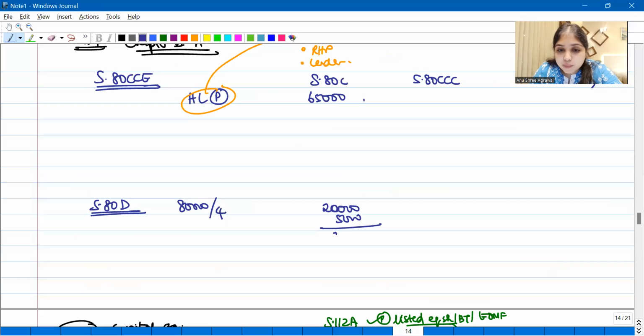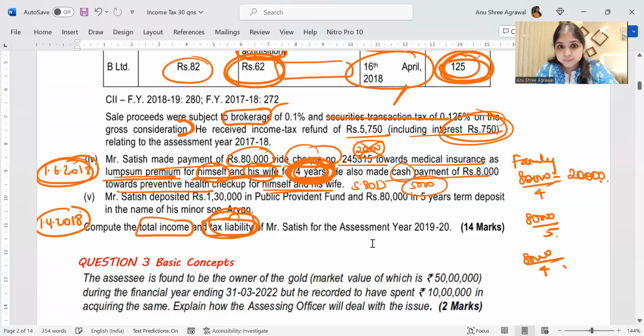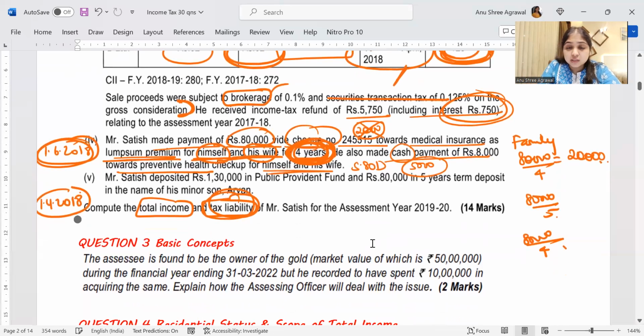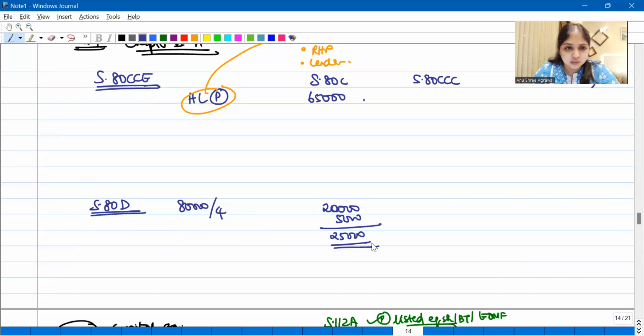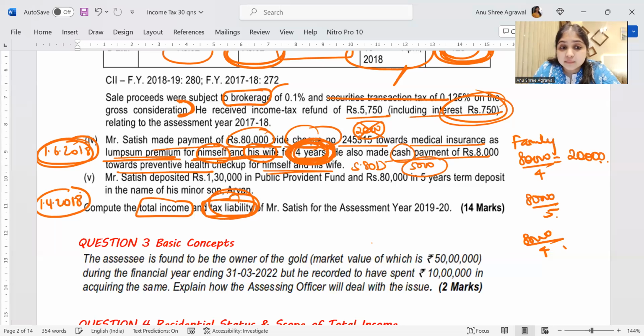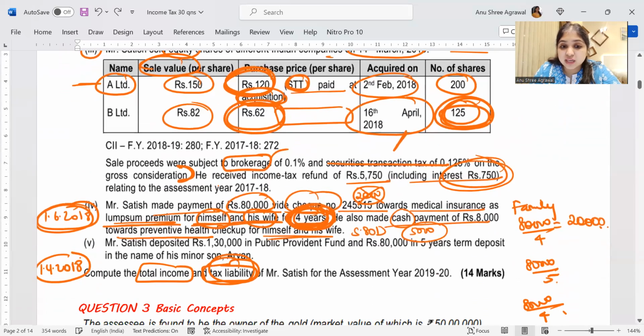So total ATD, how much deduction am I giving? I'm giving 25,000 deduction. But what will the maximum limit be? The maximum limit for the family category is going to be 25,000 only because the assessee is not a senior citizen. So the limit is 25,000 only and it is within the 25,000 limit. Story over.